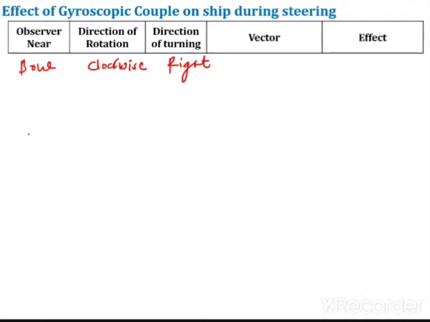First of all, as I said earlier, draw a small line. Let us say this is S. Let us say this is B. Okay, now where is the observer? The observer is at the bow end. And where is the ship taking a turn? Right side. And what is the direction of rotation? Clockwise. So the rotation is clockwise.